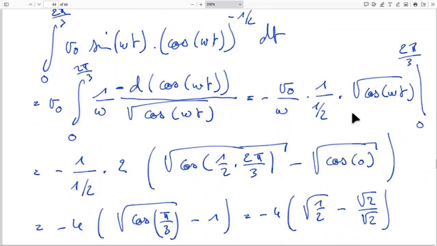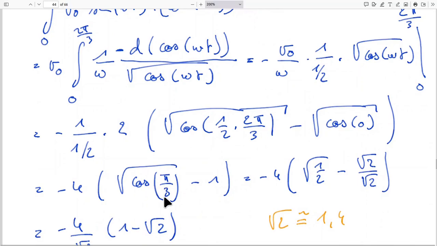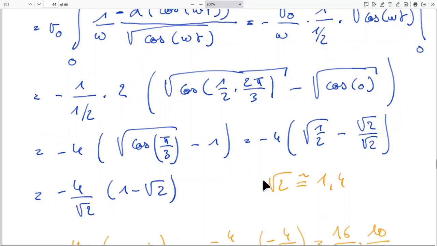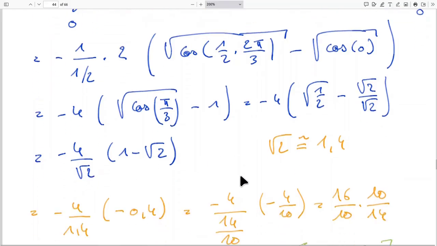So for 2 pi over 3 we get the cosine of 1/2, that was omega, times 2 pi over 3, and then cosine of 0 here. So that gives you cosine of pi over 3, or 1/2, the square root of 1/2, and this is obviously 1, so square root of 2 over square root of 2. So that's minus 4 over the square root of 2 times 1 minus the square root of 2.